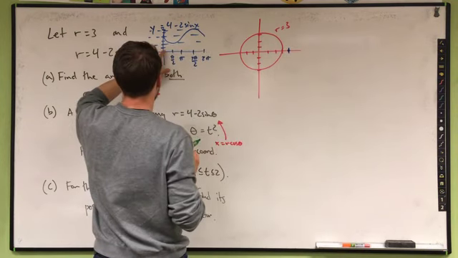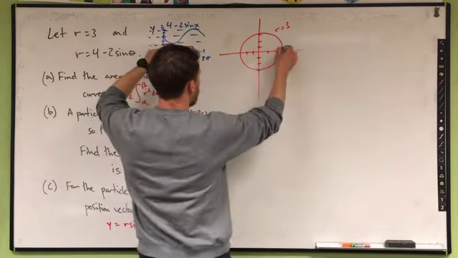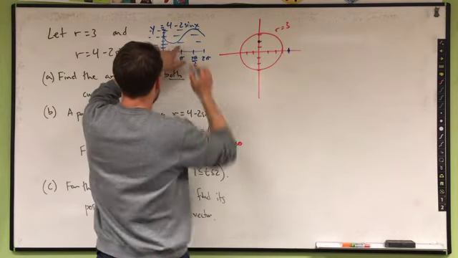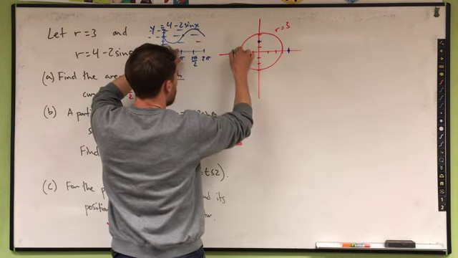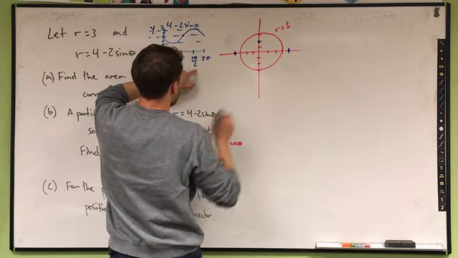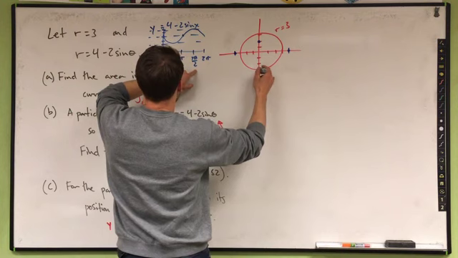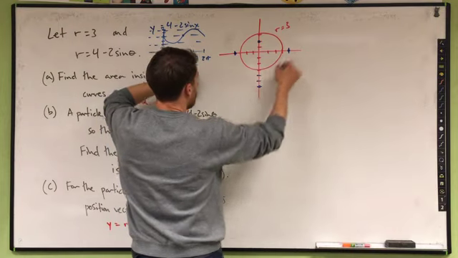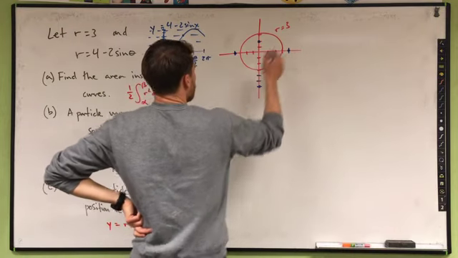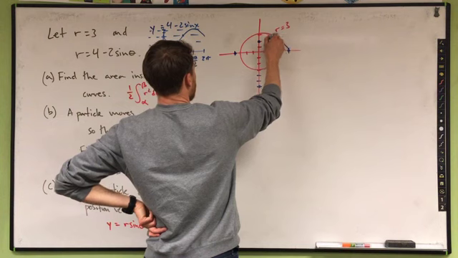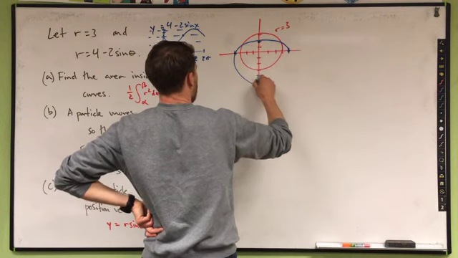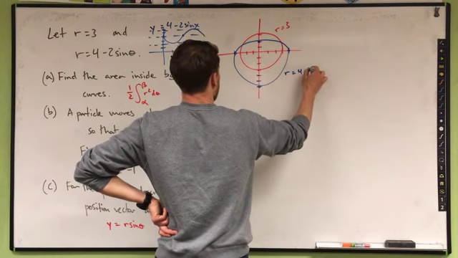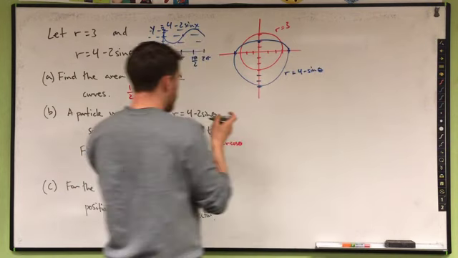By the time we get to pi halves, we're down to 2. So that should be here. By the time we're at pi, we're back to 4. So that should be here. By the time we're at 3 pi halves, we're actually up to 6, which is here. And then we come back. So it seems like it's going to look something like this. Okay, so that is r equals 4 minus 2 sine theta.